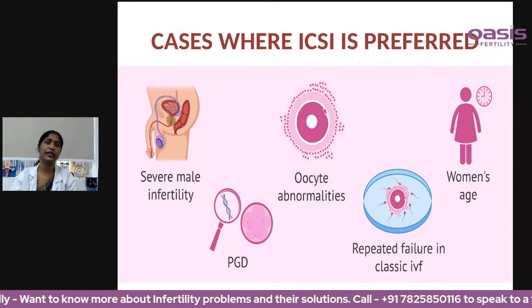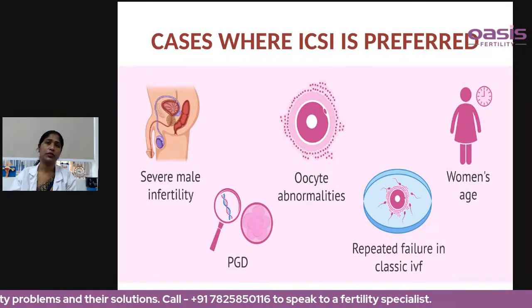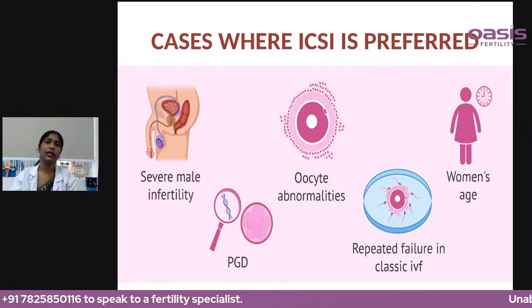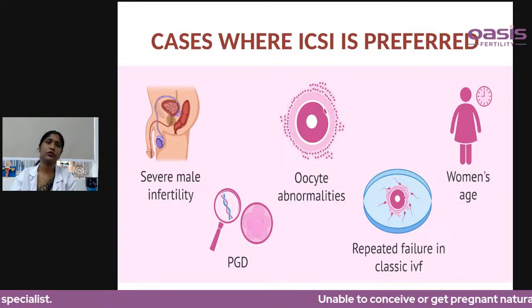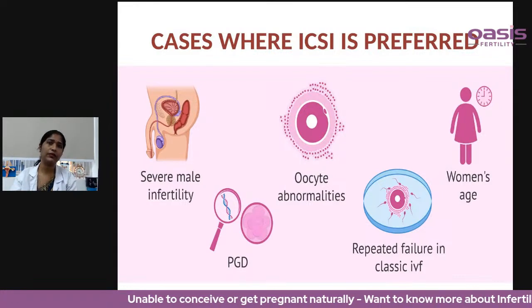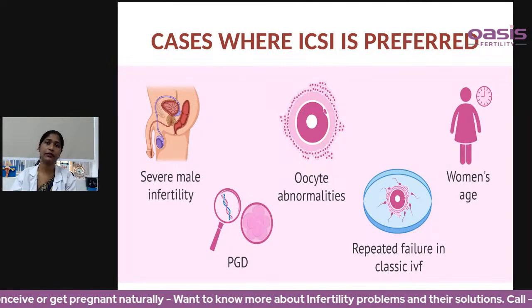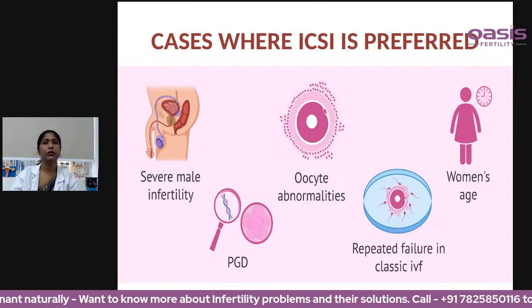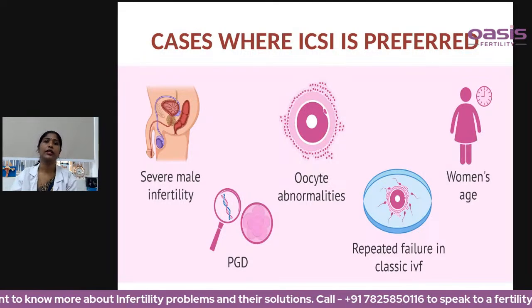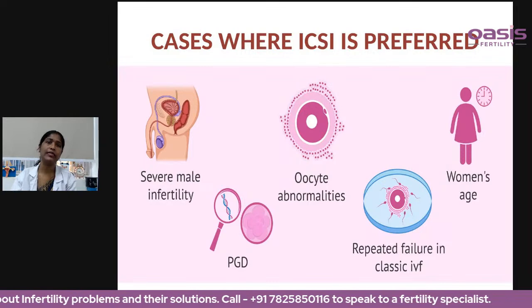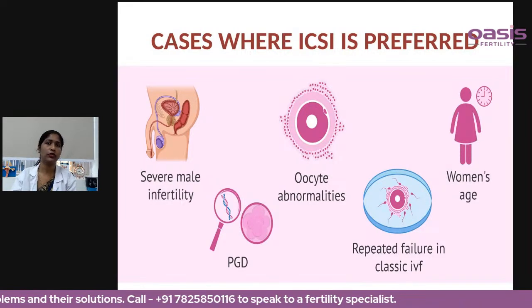These are cases like severe male infertility. That means if the count of the sperm in the semen sample is so low, or if the sperm has been collected directly from the testis, in those cases we cannot go for IVF. Because the number of sperm is very low, the sperm have to be individually injected into the eggs. The second is oocyte abnormality, particularly if the outer layer of the egg appears very thick, then it may be difficult for the sperm to penetrate inside the egg. In those cases also we go for ICSI.